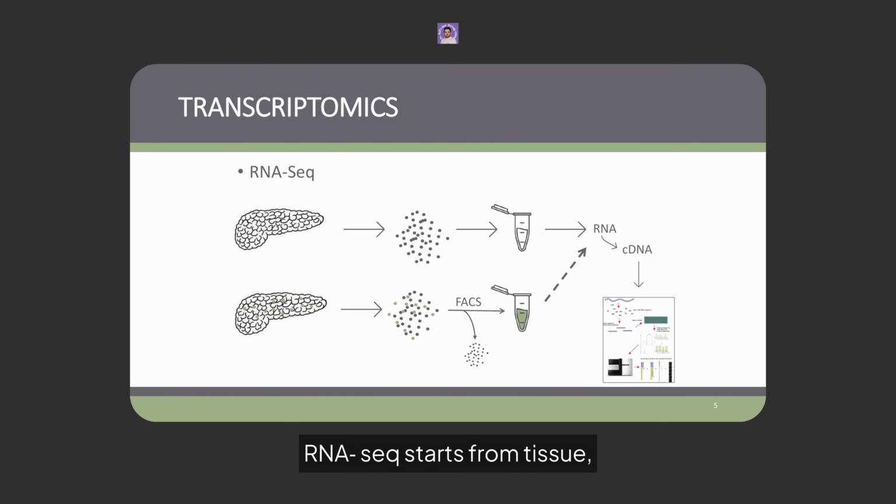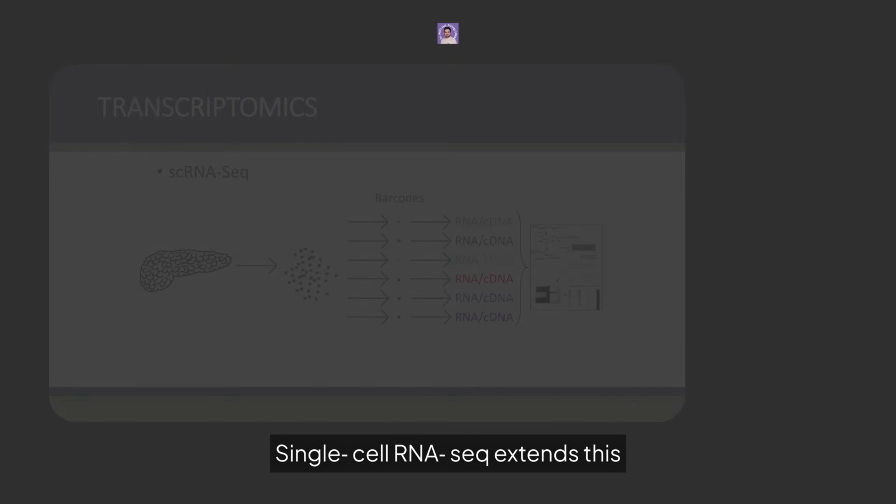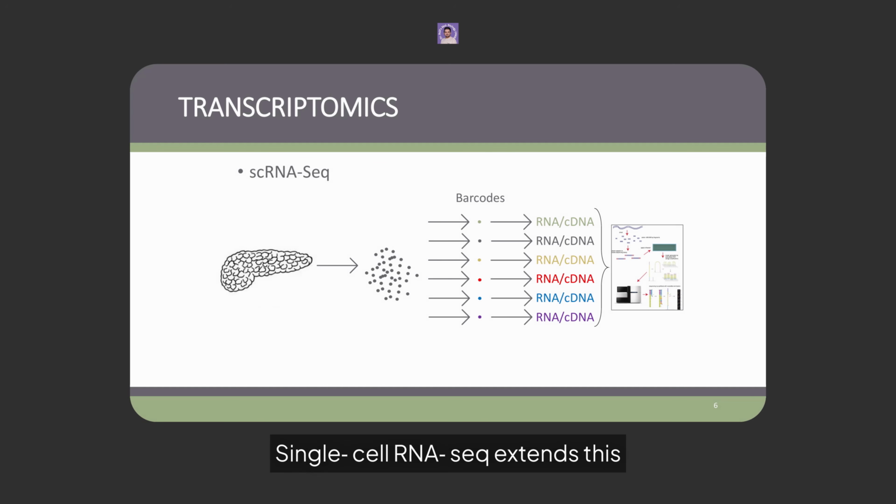RNA Seq starts from tissue, which is dissociated into cells. We extract RNA, convert it to cDNA, and build sequencing libraries. Options such as FACS allow us to enrich specific cell populations before sequencing to refine expression profiles. Single-cell RNA Seq extends this by profiling individual cells. Each cell's RNA or cDNA receives a unique barcode, so reads can be assigned back to cells after sequencing. This reveals cellular heterogeneity that bulk RNA-seq cannot capture.